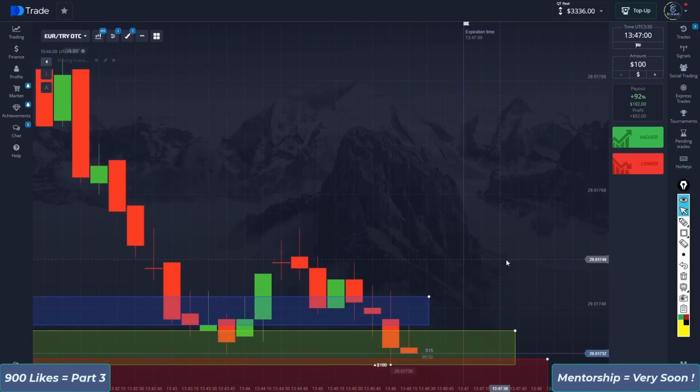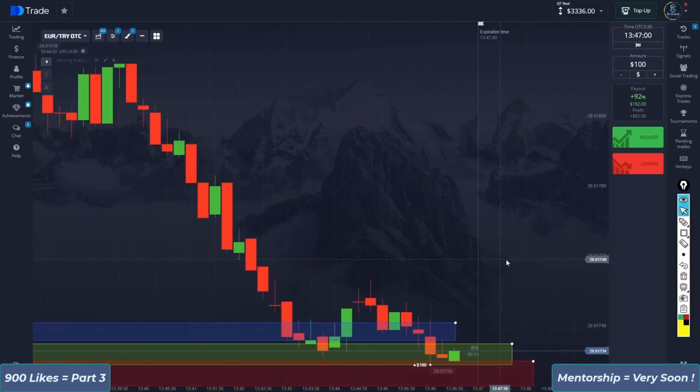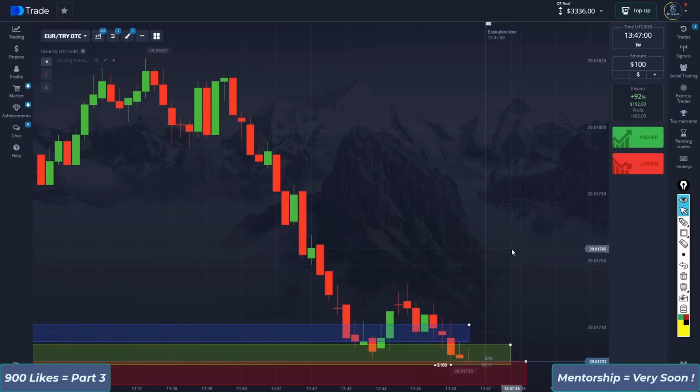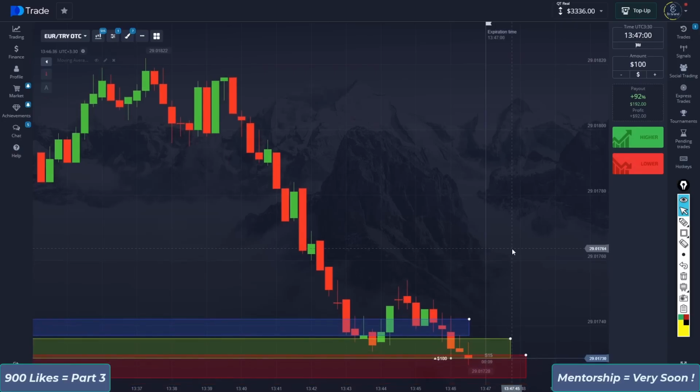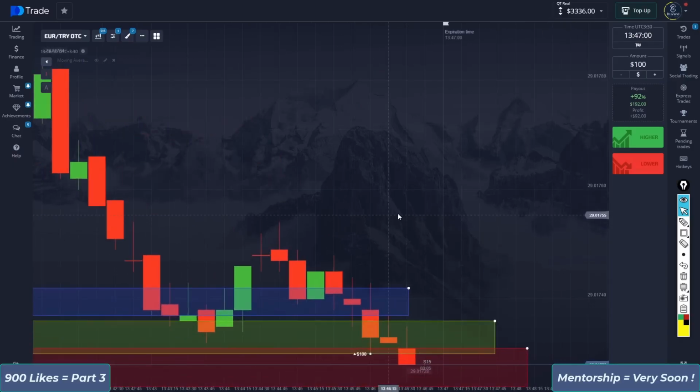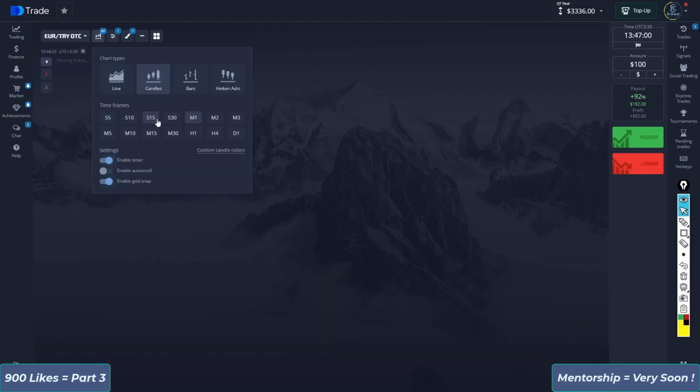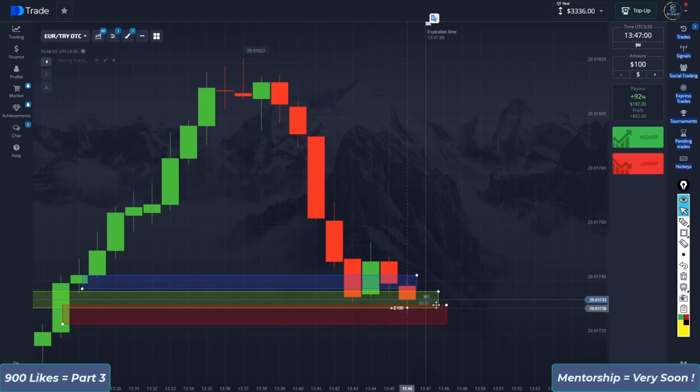Okay, let's see. Okay, so there are 15 seconds left. This candle should be green. All right. And if you go to the 1 minute, you will see how beautiful it's going to close above that. Okay, that's it.